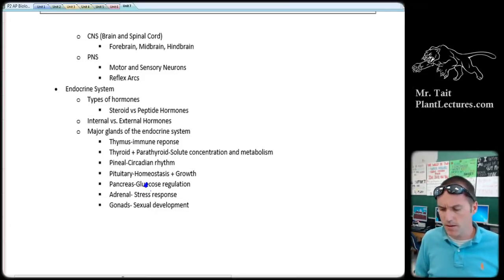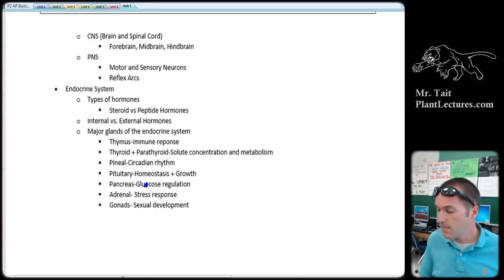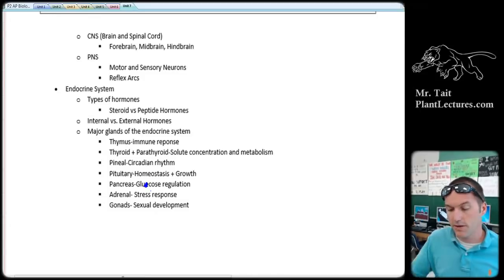Gonads, sexual development, testes in males, ovaries in females. They release the things that cause the secondary sex characteristics in both sexes. Those are testosterones in men and estrogens in women for the most part.